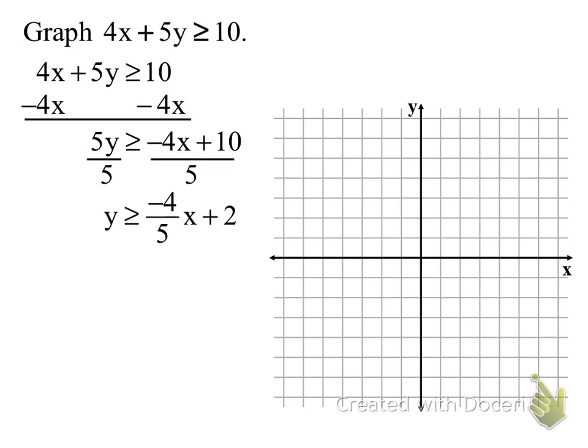Good. So what do I need out of this? Keep going. We would need our M and B. We need our M is? And our B is 2. Now, who can tell me, is this solid or dashed? How about everybody? Solid. Good.